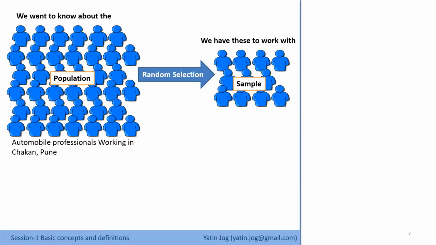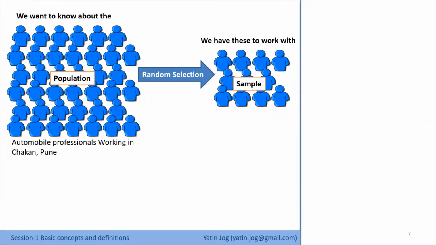Suppose I say that in my population there are 50% male candidates and 50% female candidates. Even in my sample, I should have 50% male and 50% female. In my population, suppose there are 75% candidates who have done post-graduation and 25% who have done only graduation. Even in my sample, I should have the same kind of combination. So there are multiple meanings when I say a sample should be a correct representative of the population. All these things we'll cover when we cover sampling methods.